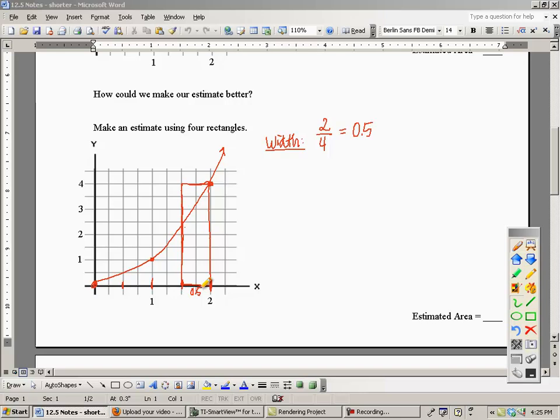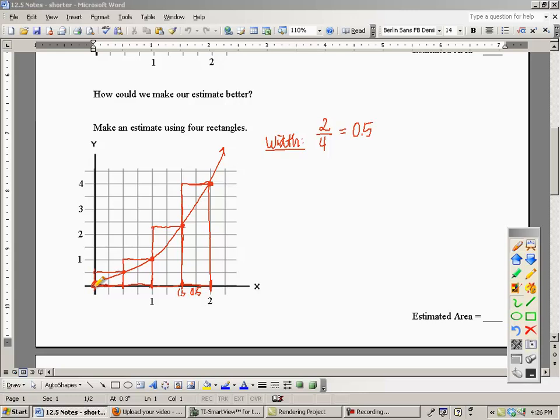And then I'm going to go again at 1.5, and I'm going to go up and hit my graph, and I'm going to drag that line straight across until I get to 1, and then I'm going to bring it down. There's my next rectangle. Then I'm going to go to 1, and where it hits my graph, I'm going to start there, and I'm going to go over until I get to 0.5. There's my third rectangle, and then again, I'm going to go to 0.5, and I'm going to go up, and I draw my rectangle. There's my fourth rectangle.